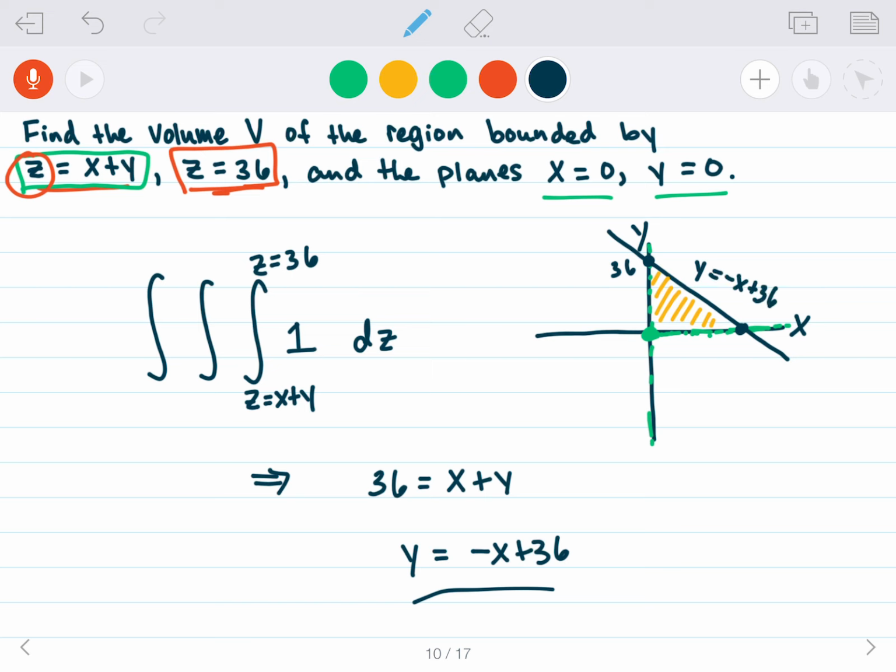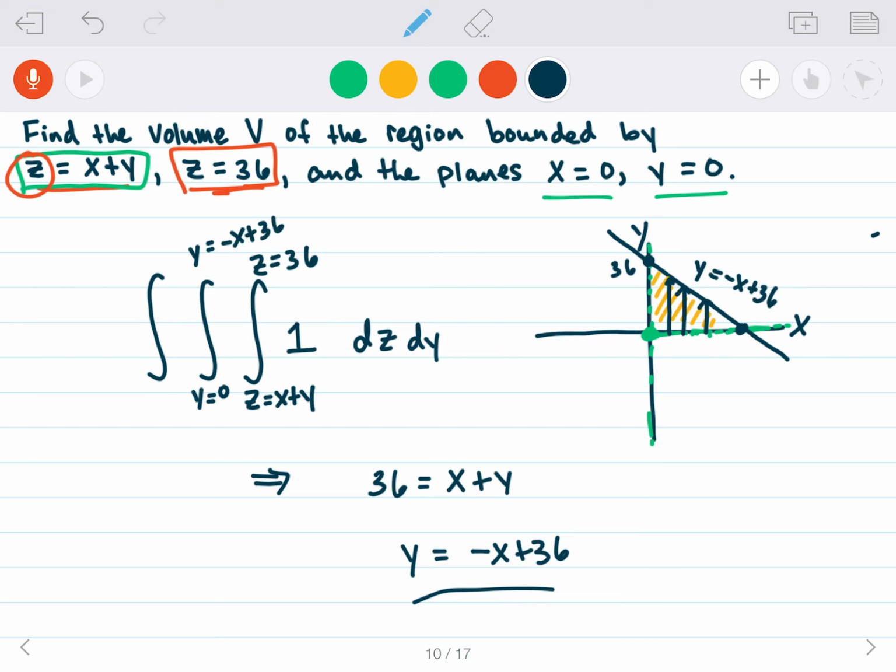Cool. So the line is y equals negative x plus 36. If I want to do y next, what's my lower bound for y? Well, if I'm starting at y equals 0 and I have my little arrows going up to the upper bound like this, my lower bound for y is just y equals 0. My upper bound, though, is this function. It's not just a set value. It's y equals negative x plus 36 is my upper bound for y.